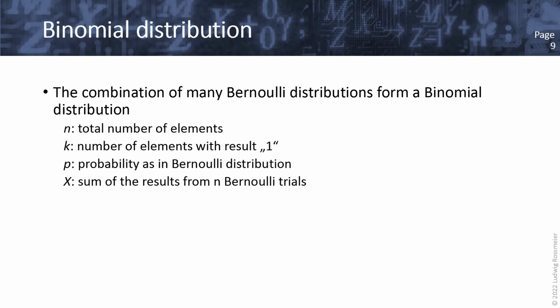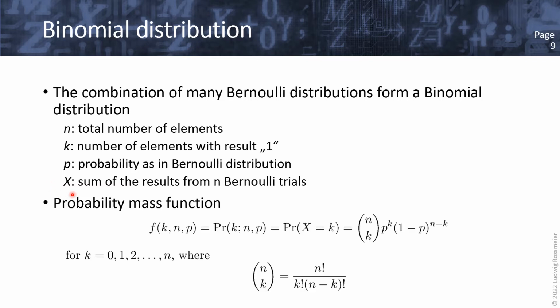Now we don't consider a single cell any longer, but a combination of many cells. The combination forms a so-called binomial distribution. If we have n as the total number of elements or cells, k as the number of elements with a result 1, and p the probability, same as the Bernoulli distribution, then we have the random variable x, which is the sum of the results from n Bernoulli trials.